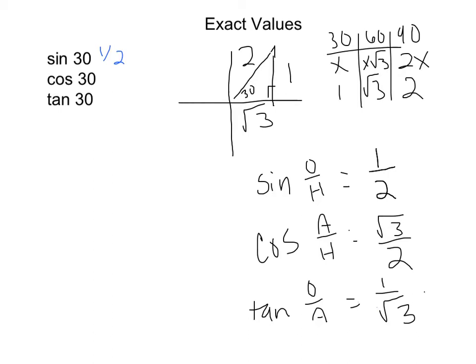You don't have to, but if you did that, you would get root 3 over 3. So you might see that as well sometimes as your answer. But these are all of the exact values for the sine, cosine, and tangent of 30 degrees.